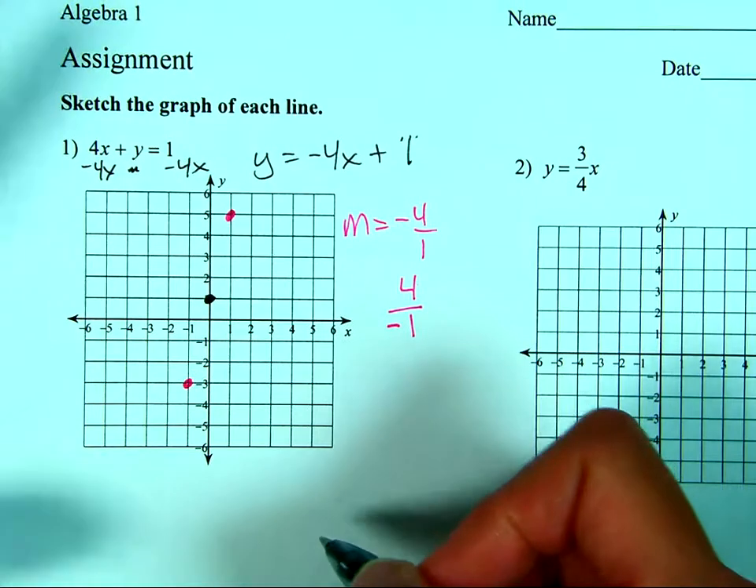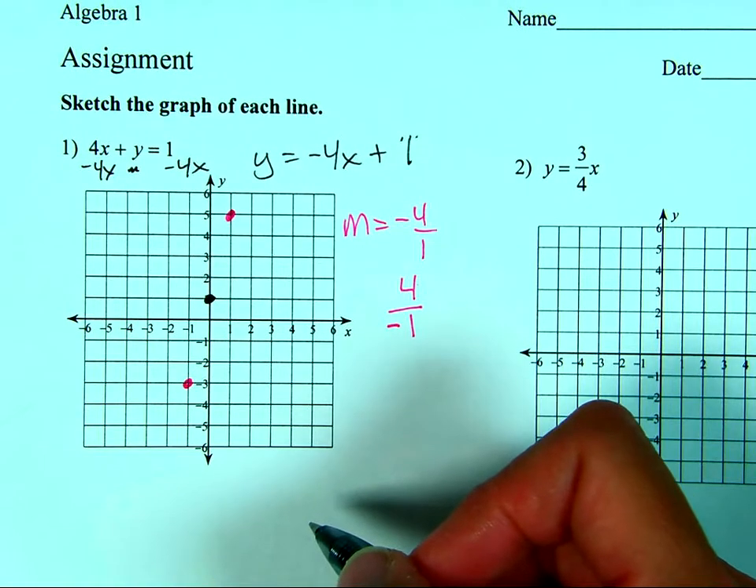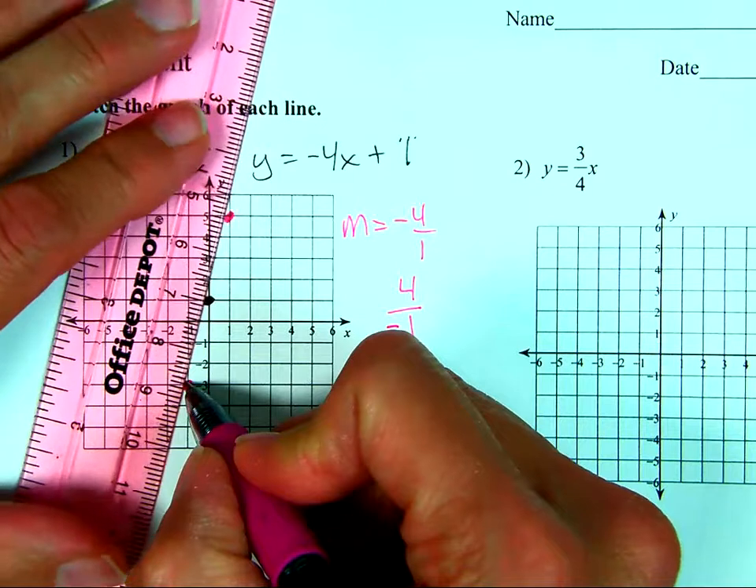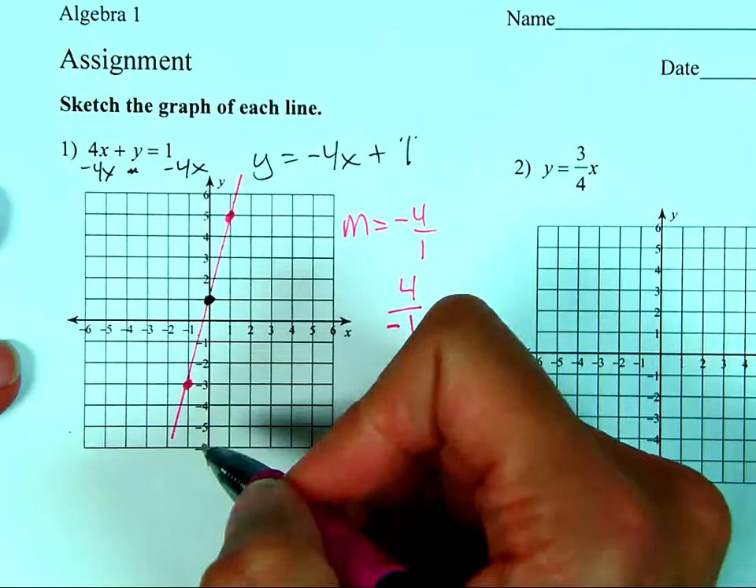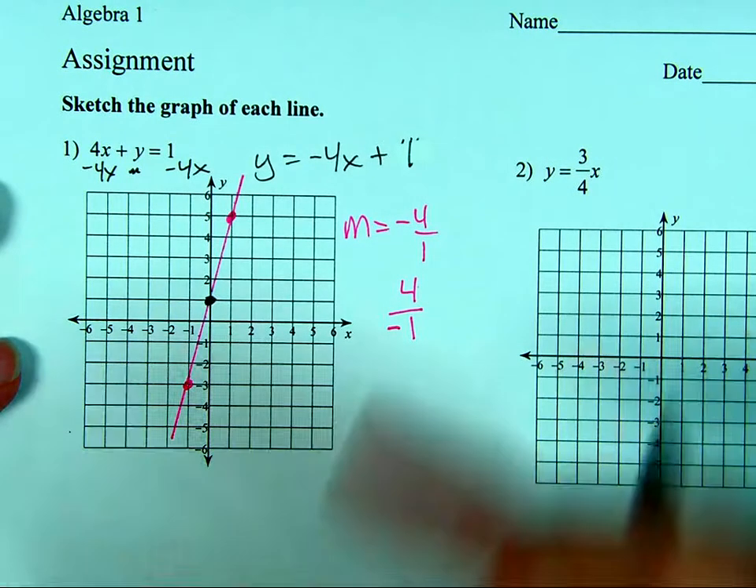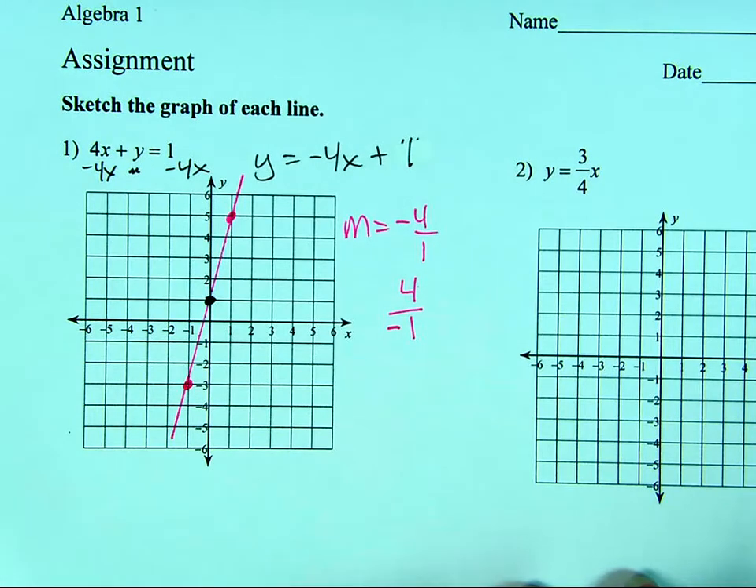And although it's not the same point, you can see that it's on the same line. It didn't make a different line. So keep that in mind when you're graphing. You can choose where that negative goes. Let's leave it at that.